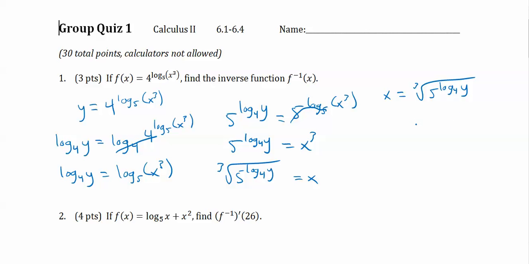Okay, now we're supposed to switch the variables. So replace all the x's by y and all the y's by x. So we get y equals cube root of 5 to the power log base 4 of x. And that's the answer. So just write it in a different form. Replace the y by f inverse of x. And that is the cube root of 5 to the log base 4 of x.